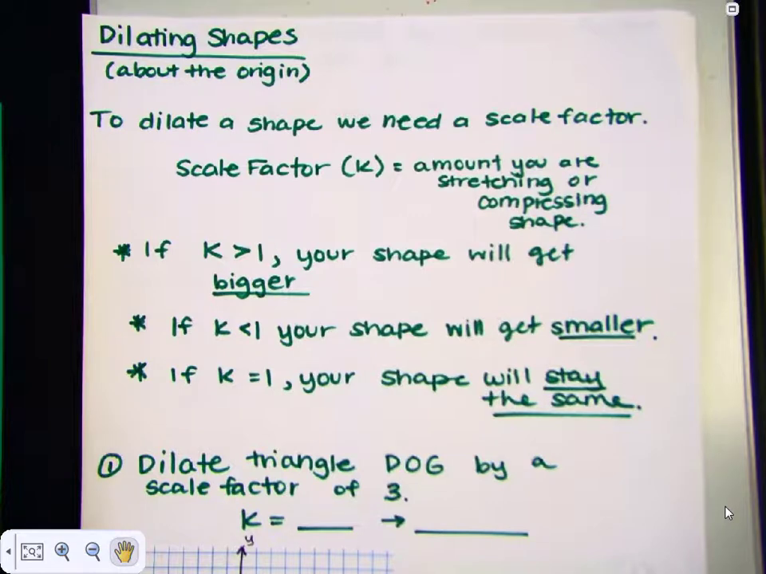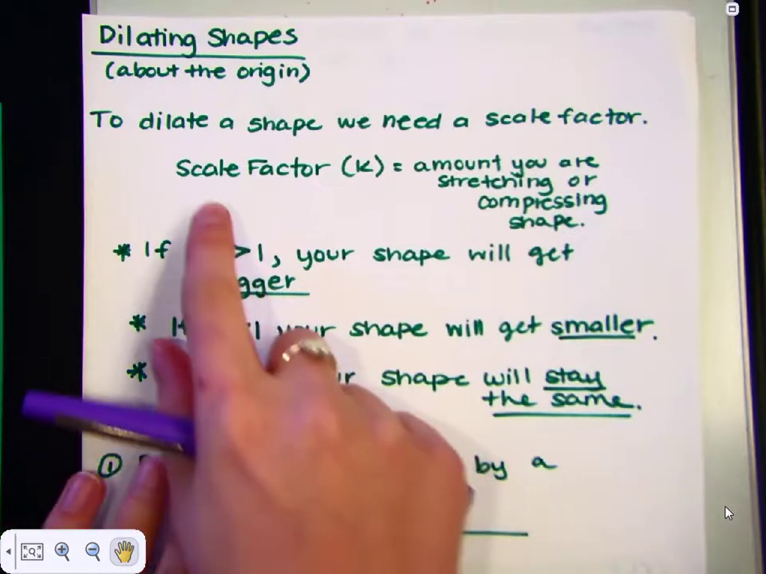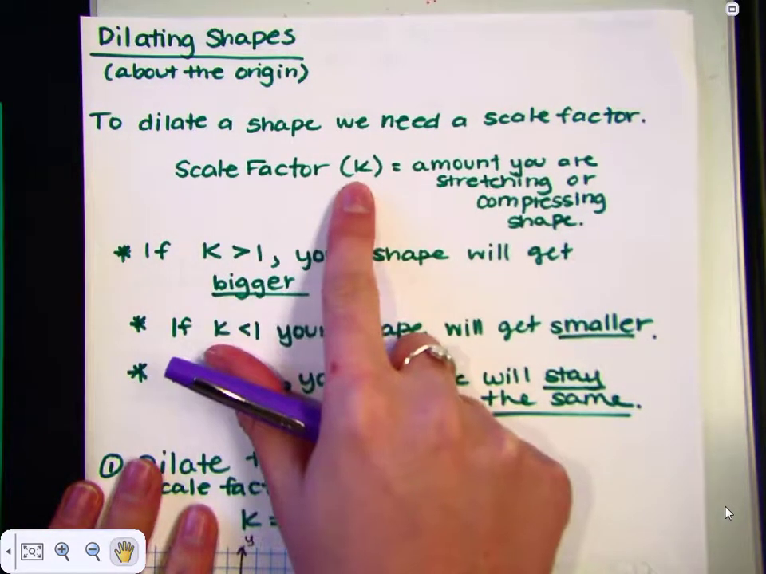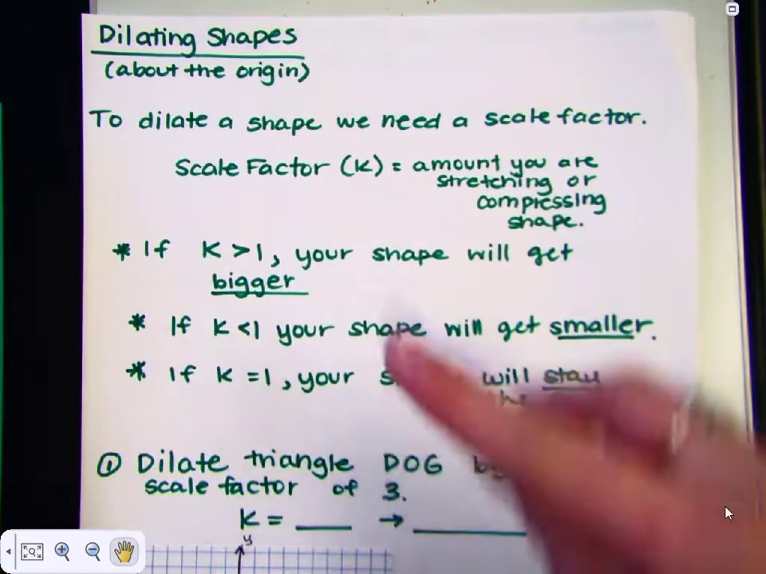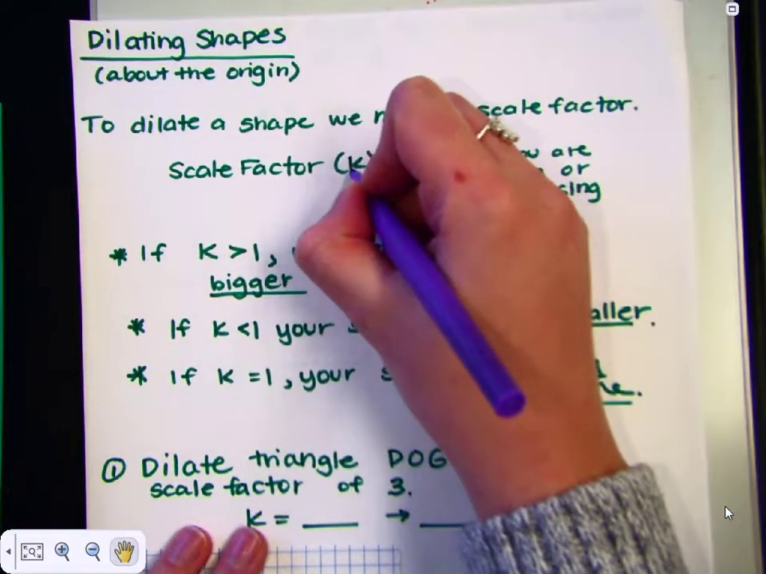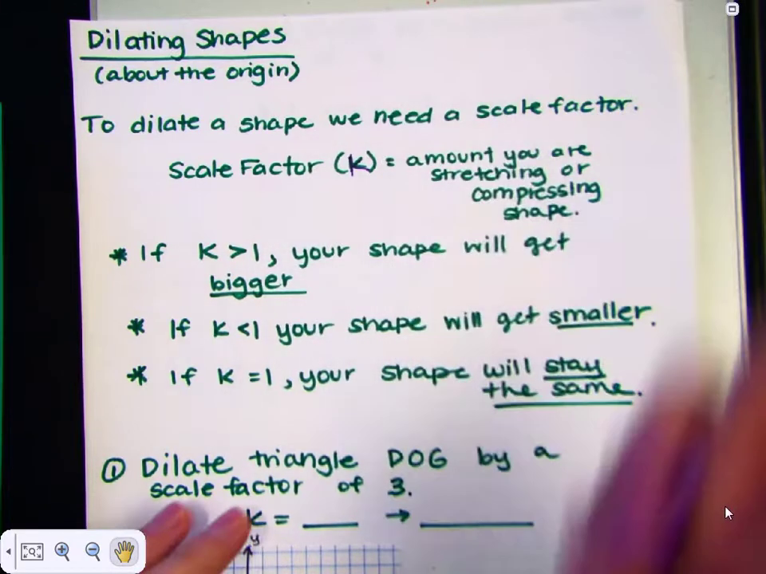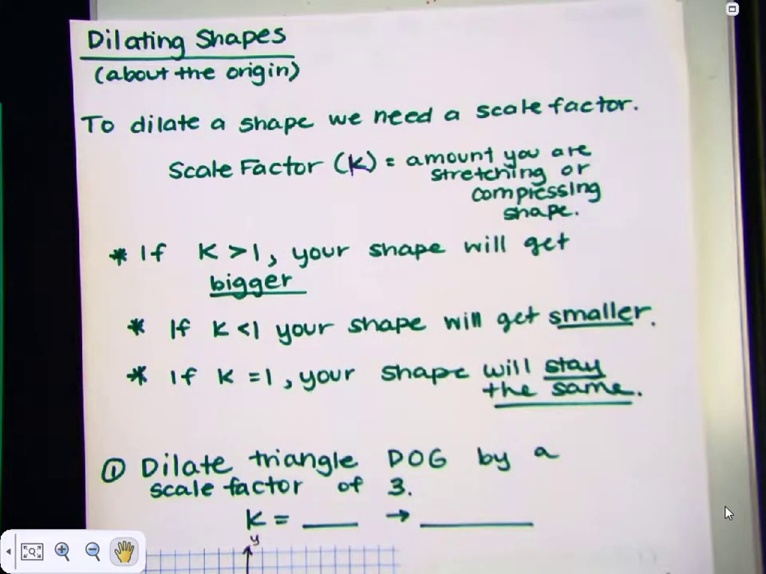to dilate. Is it going to get bigger? Is it going to get smaller? And if you notice, the scale factor, we denote that, or we call that K. So we call that K. And K means the amount you are stretching or compressing the shape. Compressing just means to get smaller.